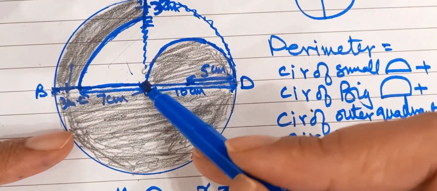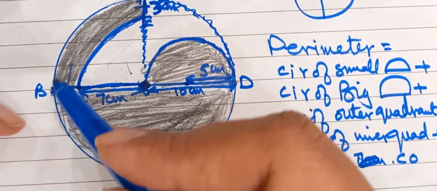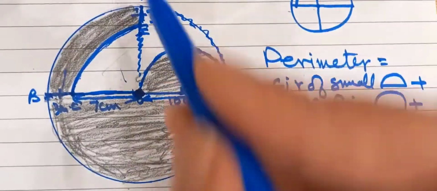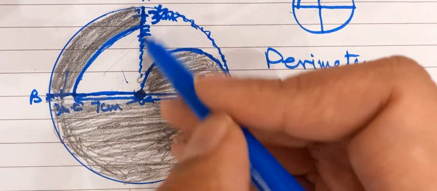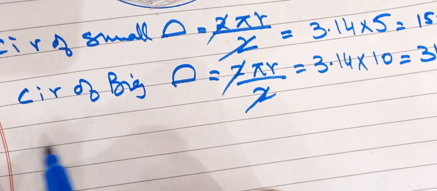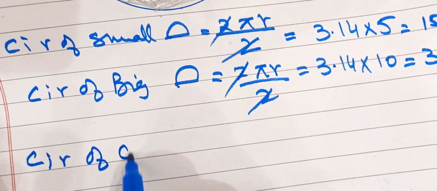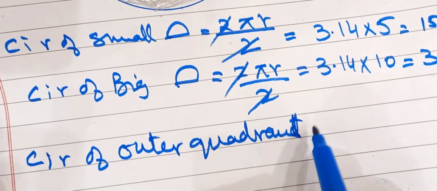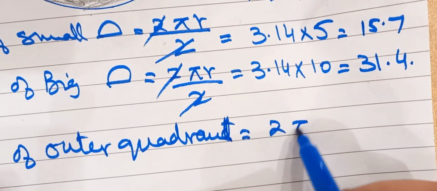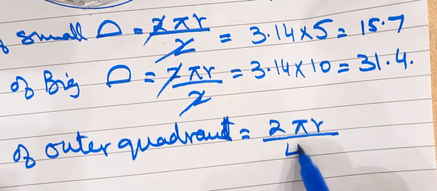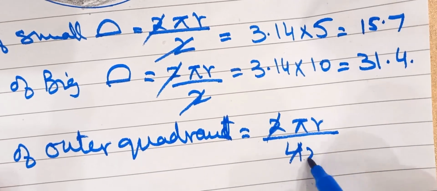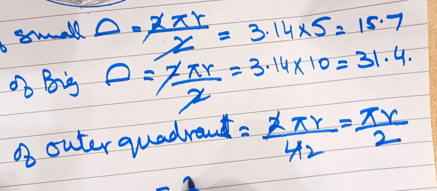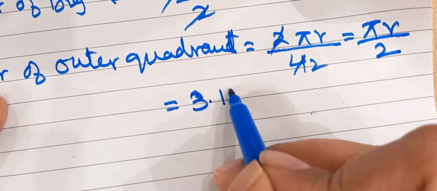Now I have to calculate the circumference. I have started like this, from this to this, and now this. The circumference of the outer quadrant, which is making the outer part of this quadrant. Circumference of outer quadrant is 2 pi r, the circumference of a circle, divided by 4, since a quadrant is a fourth, so I'm left with pi r over 2. So pi is equal to 3.14.